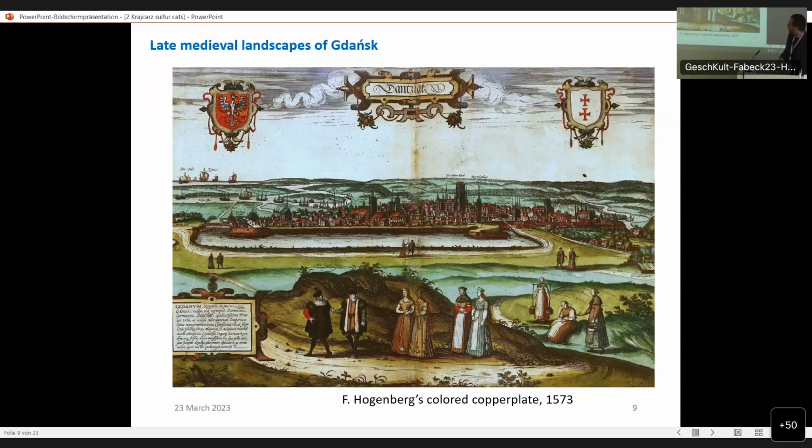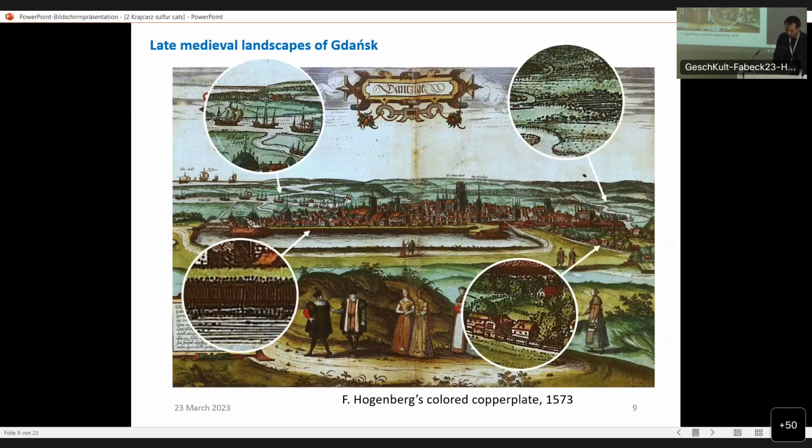Here you can see a copper plate from the 16th century showing the landscape of Gdańsk at that time. If we look at the details, you can see, for example, that the towns had walls around them, but in some places it was just wooden fences, so not really an obstacle for a cat. So cats were good at roaming around.